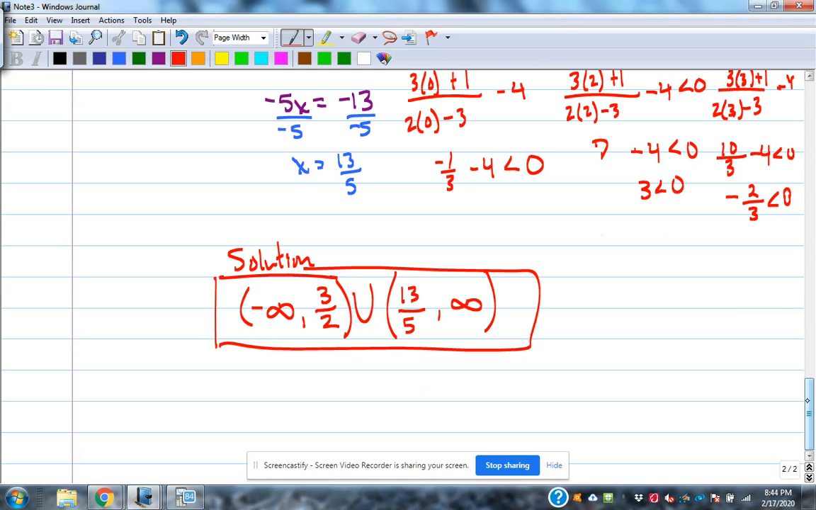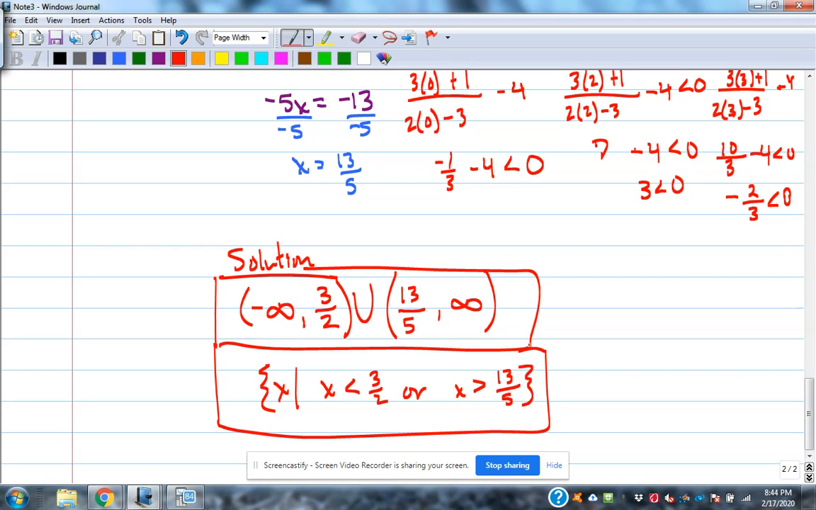Our set notation for that's a little tougher to write. X is less than 3 over 2, or X is greater than 13 over 5. I say harder, but it's not really hard. But it has to use the word or in it. You cannot write that as a compound inequality. Either of those ways of writing that.